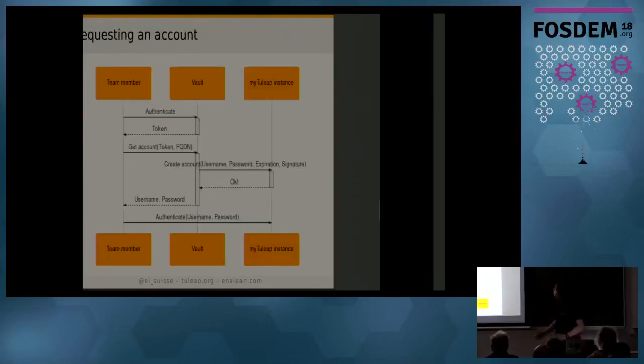So how does it work in practice? Basically, when a team member wants to access a customer instance to do, for example, support work, they just need to authenticate against Vault. Vault can use an authentication backend to do it against your LDAP server. You will get a token, and from that you will be able to request an account from Vault. So we call Vault with the token and the fully qualified domain name of the platform we want to access.